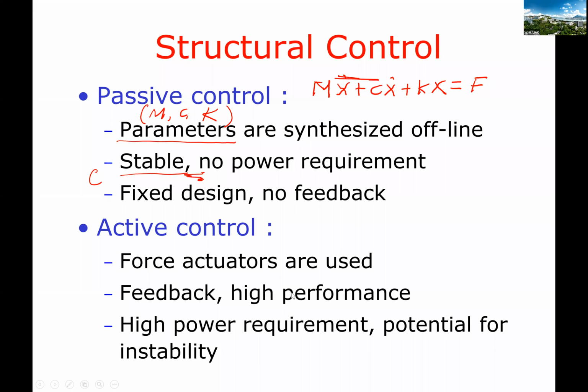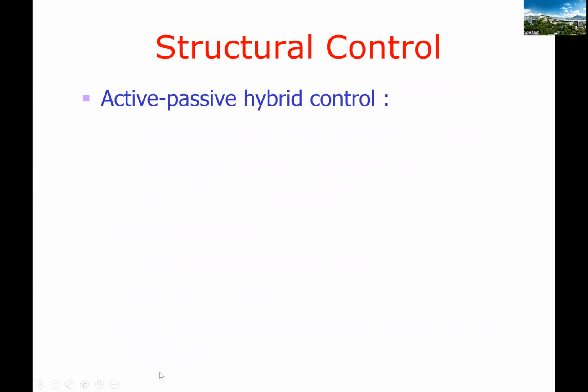So can we find a way to combine these two methods, active and passive? That means we try to keep the good features and, at the same time, try to get rid of the negative effects if we can. Or if we cannot get rid of them, at least we want to find a way to reduce the negative effects, right? So that is the purpose. There are two ways to do that, and we'll show them in the next slides, followed by examples.